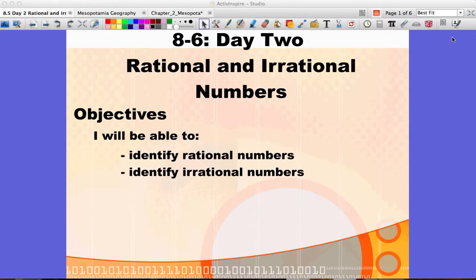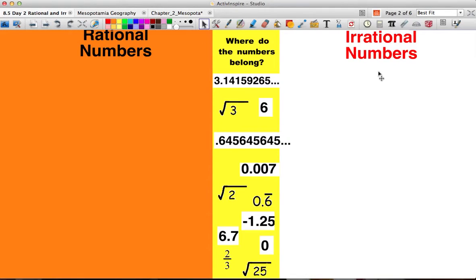Welcome to Lesson 8-6, Day 2, Rational and Irrational Numbers. In order to understand the difference between rational and irrational numbers, we're first going to go over them as the vocabulary terms.